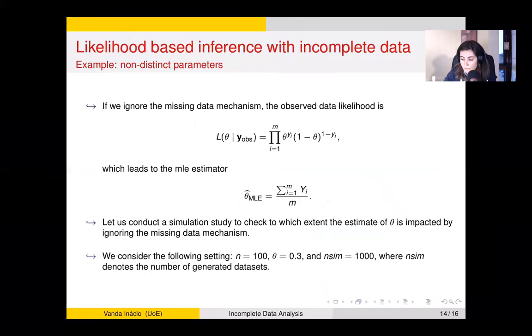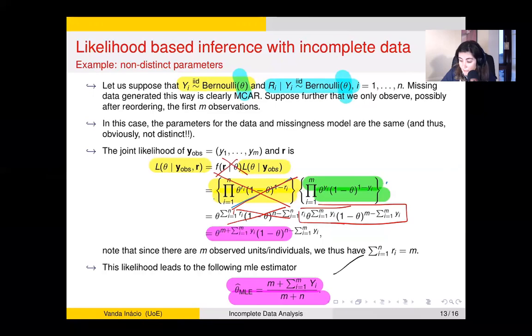And this would lead me to this MLE. So this is the MLE just considering the observed data, and this is the MLE considering the observed data and the contribution of the missing data mechanism that I know that I cannot ignore because the parameters are not distinct.